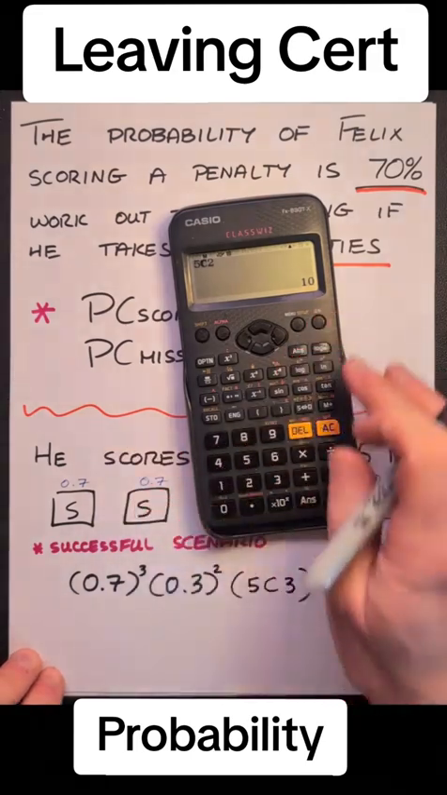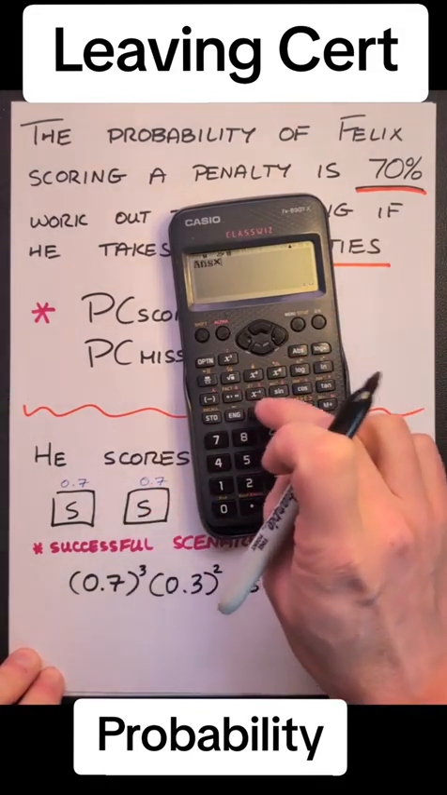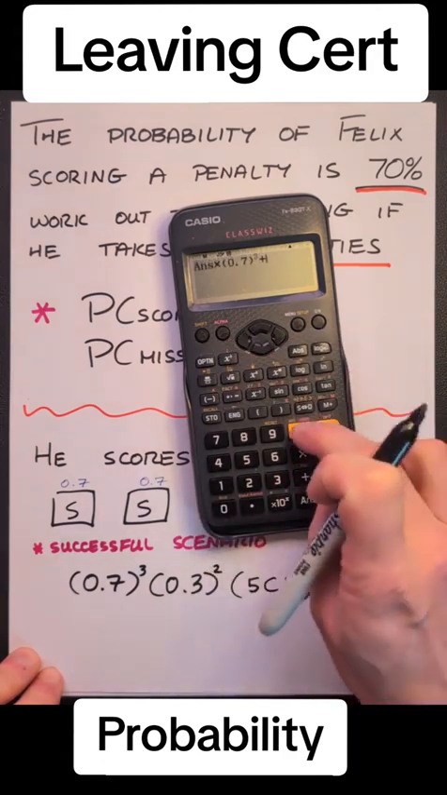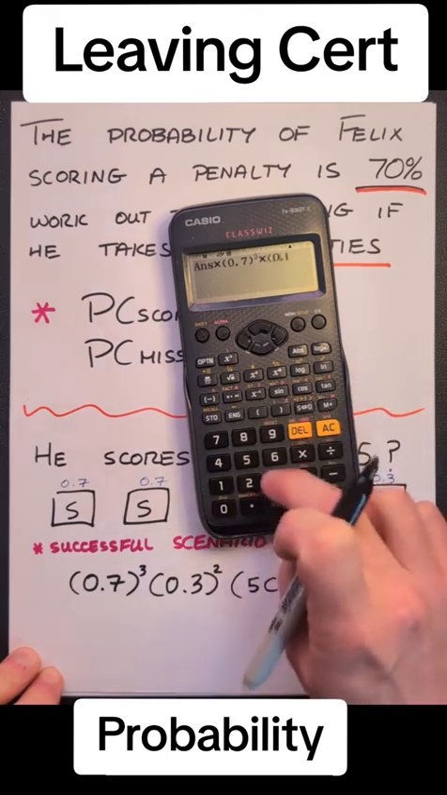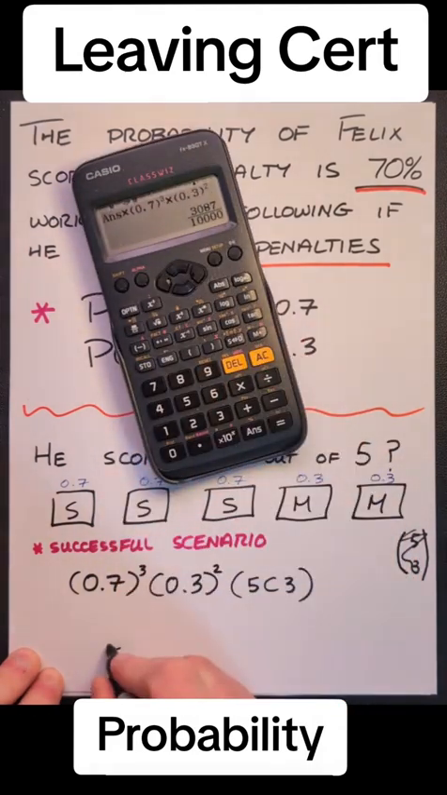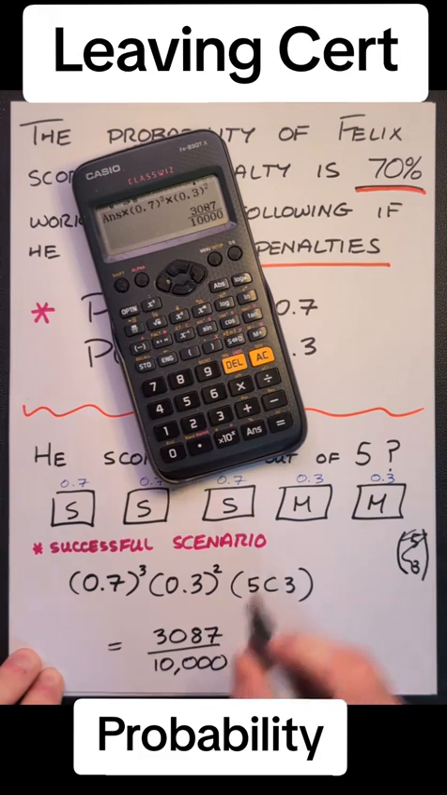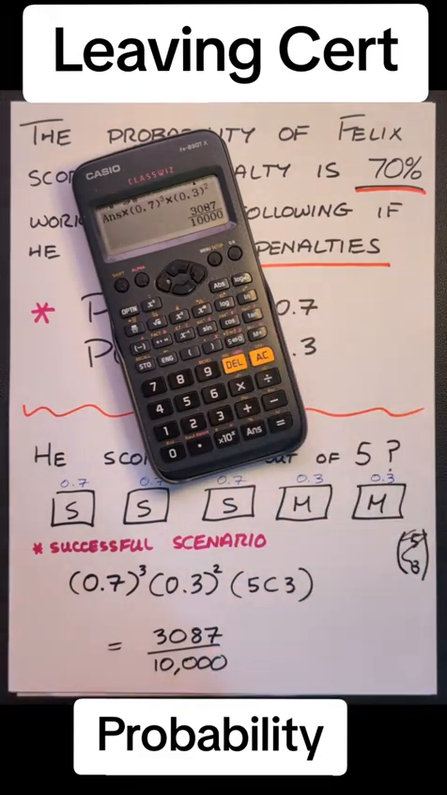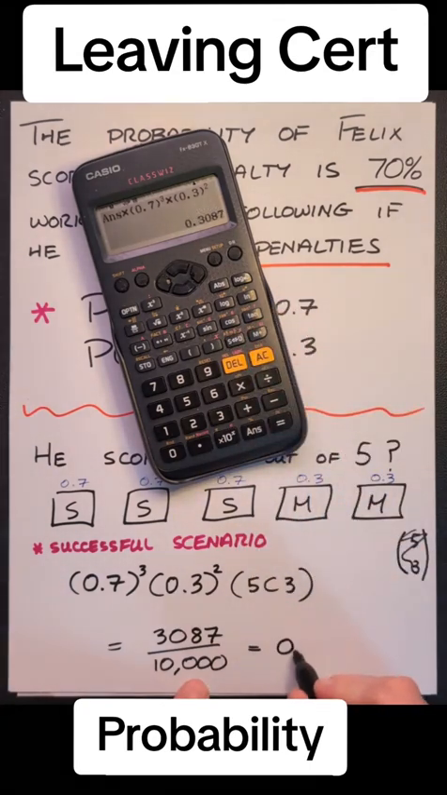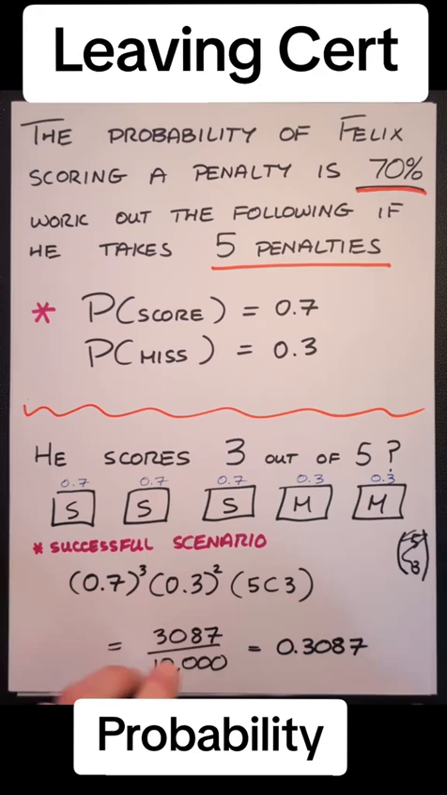So if I do all this, I have 10 here, multiplied by 0.7 to the power of 3, and multiplied by a further 0.3 to the power of 2. If I do all that, I get 3087, and I'll write it down here, over, looks to be 10,000. And of course I can do that as a percentage if I want. In general, never go to decimal unless you're asked, but let's do it here anyway. So this is a nice decimal, 0.3087. So it's almost a 31% chance of that happening, okay?